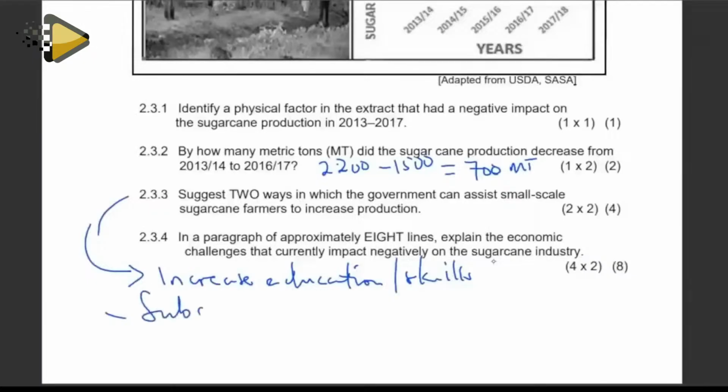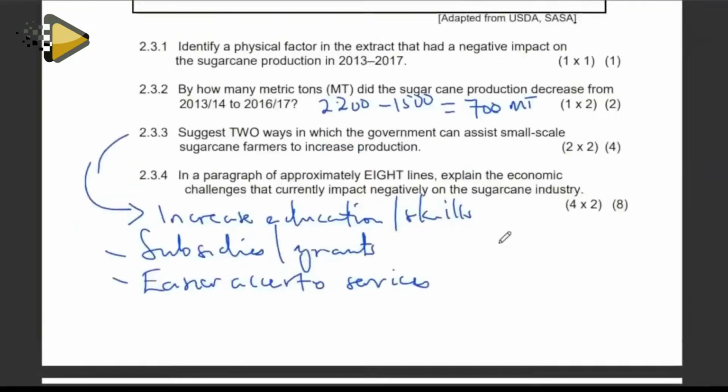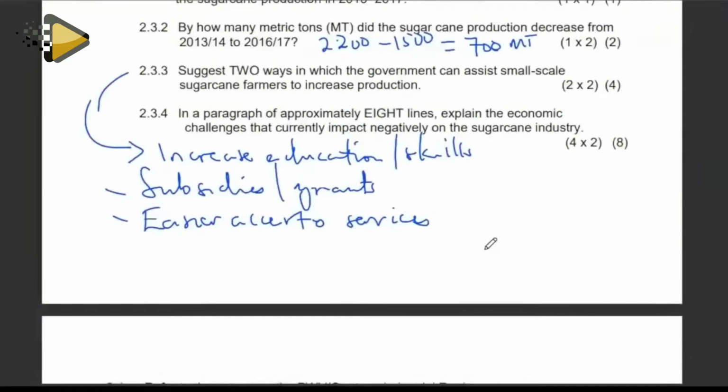Then they also need support through subsidies or grants. If the government can also chip in to support those farmers through subsidies and through grants, then the government might be in a position to assist those farmers. And also easy access to services. If those farmers have got easy access to services or facilities, they can enhance their productivity or their businesses.